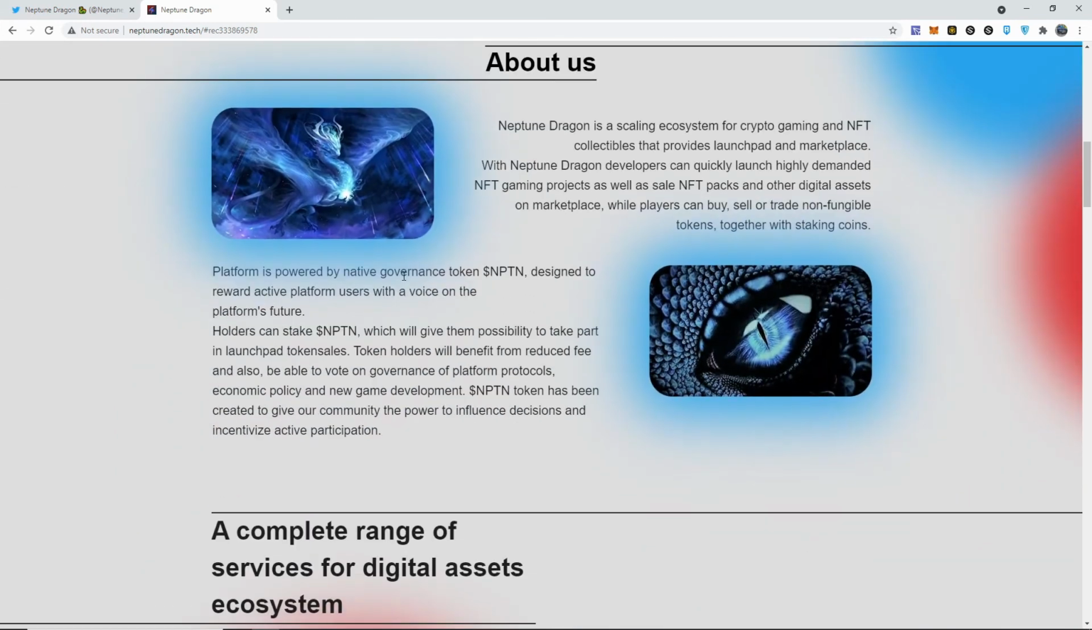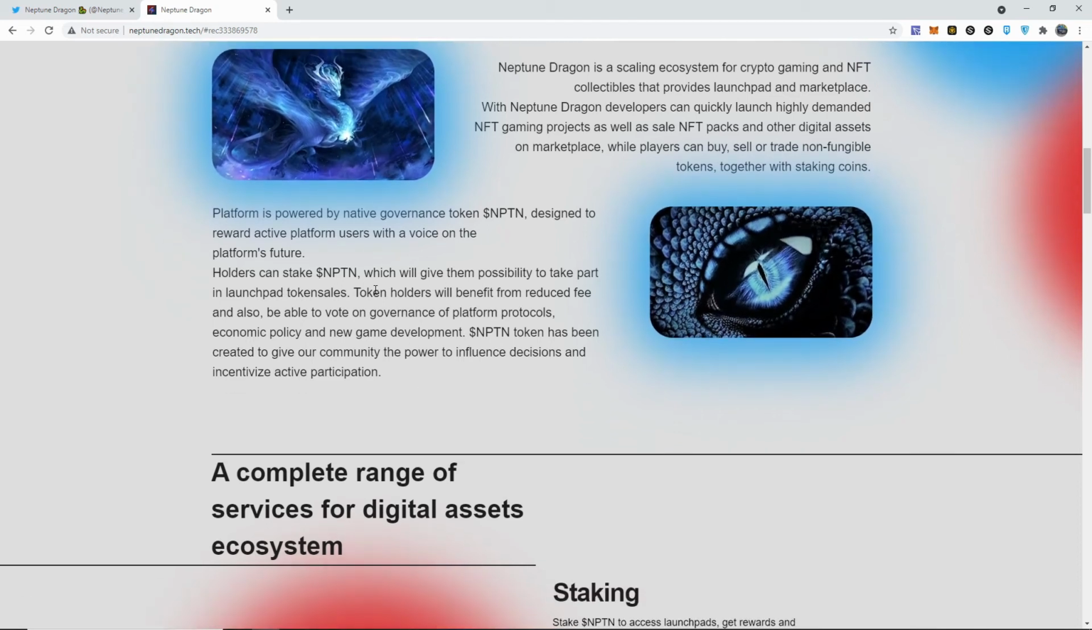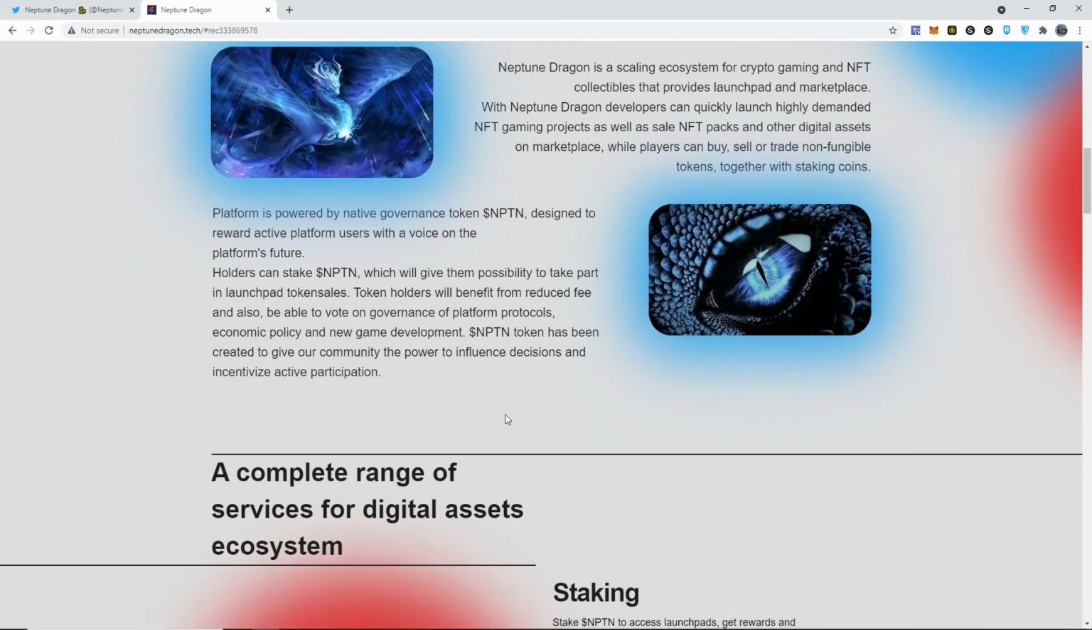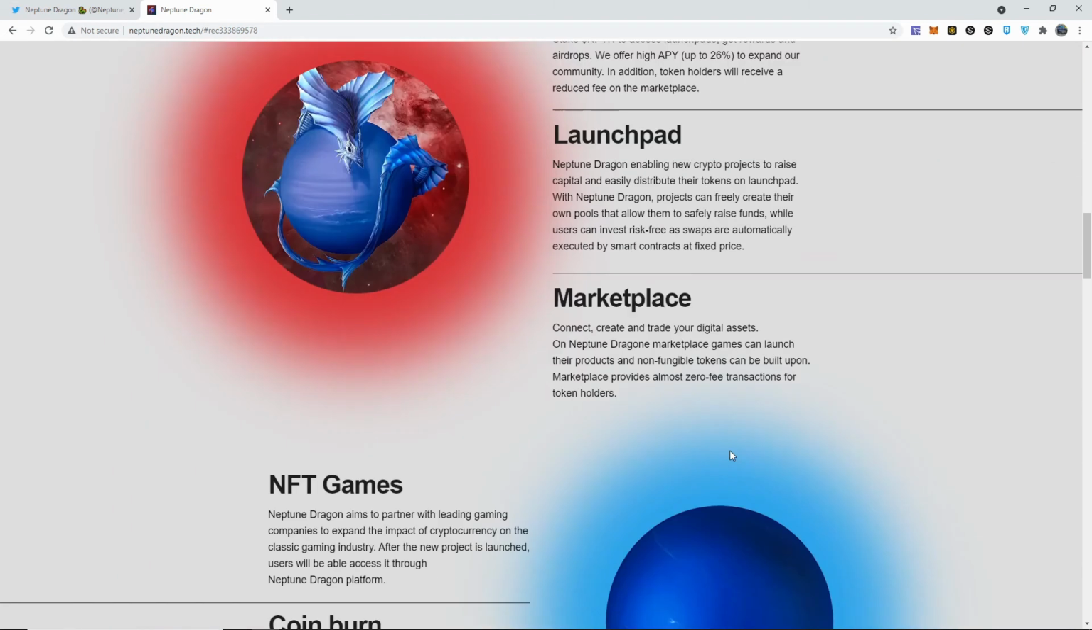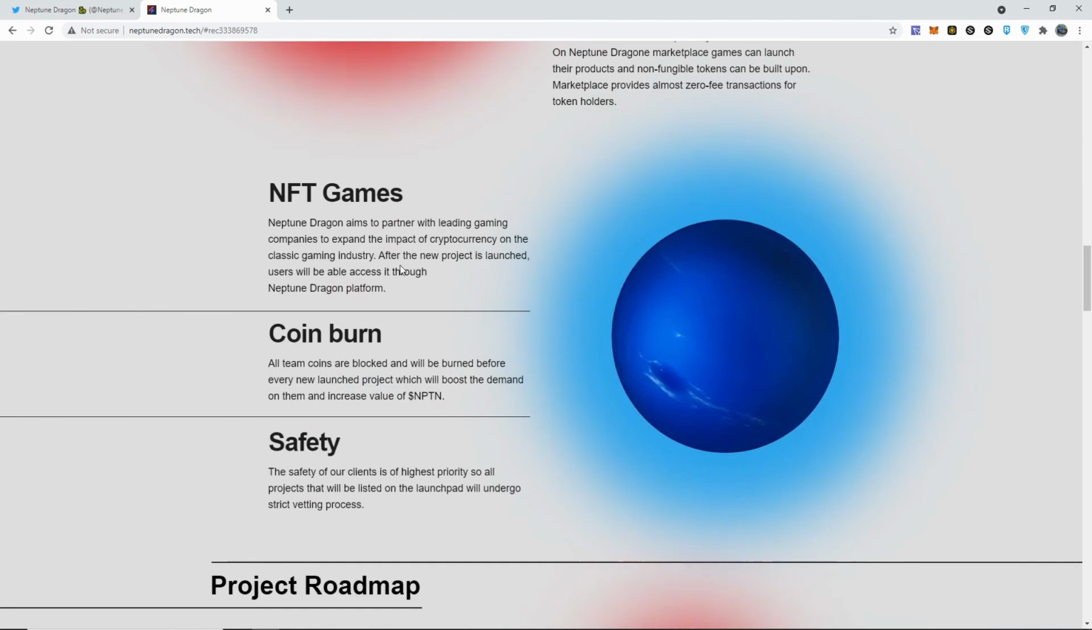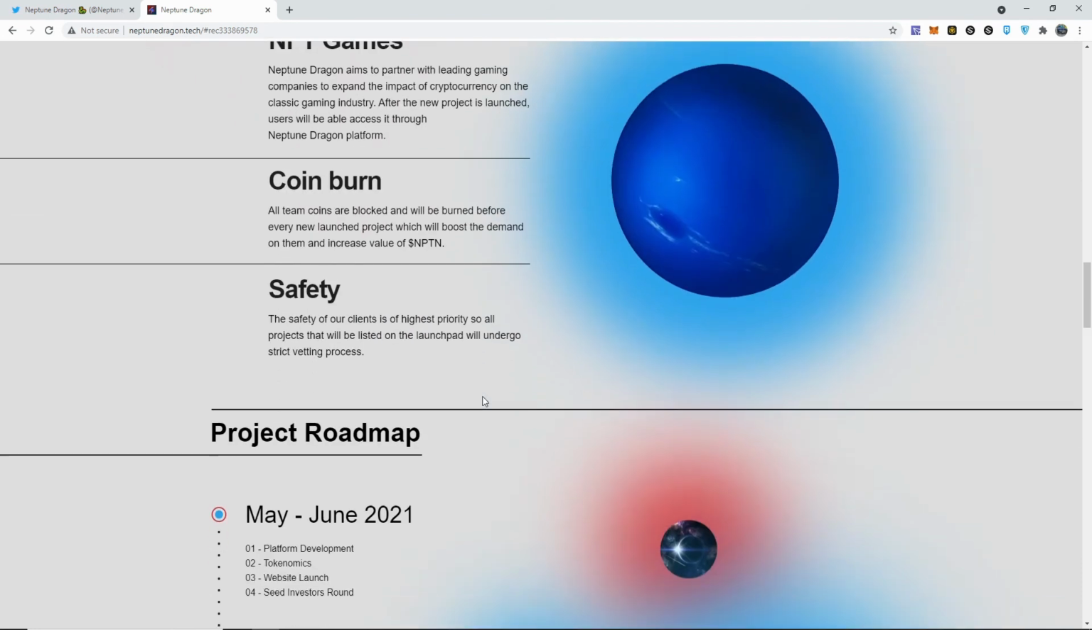The platform is powered by the native governance token, NPTN, designed to reward active platform users with a voice on the platform's future. You can stake it, which will give you the possibility to take part in launchpad token sales. So you're going to be getting into really early NFT gaming platforms and everything if you have the NPTN token. I'm planning to probably hold all of mine, or I might just sell half. You can stake, marketplace, launchpad, NFT games, coin burn, safety.